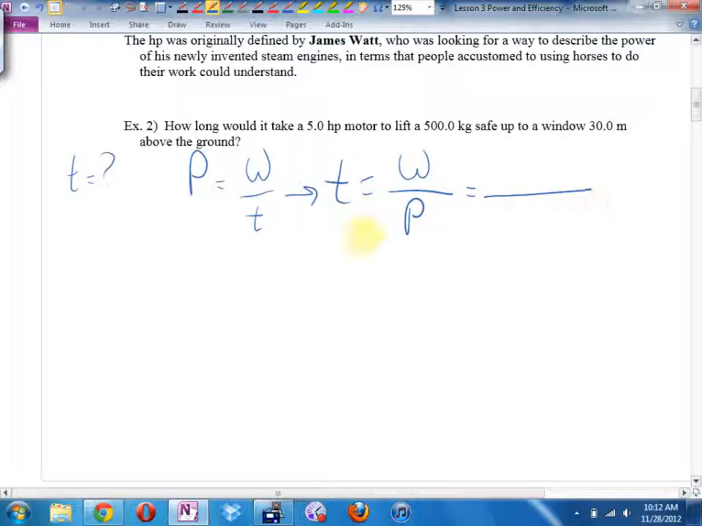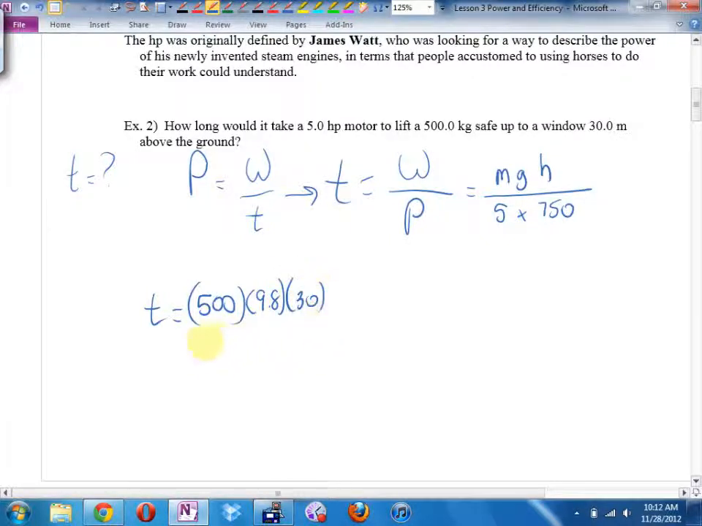How much power? 5 what? Okay, we don't use horsepower. What's 1 horsepower the same as? Okay, so it's going to be 5 times 750 watts. How much work? Oh, we're lifting something? So I think, again, we can say mgh. I think we can say the time is going to be the mass, fairly heavy safe, times the acceleration, times the height, divided by 5 times 750.